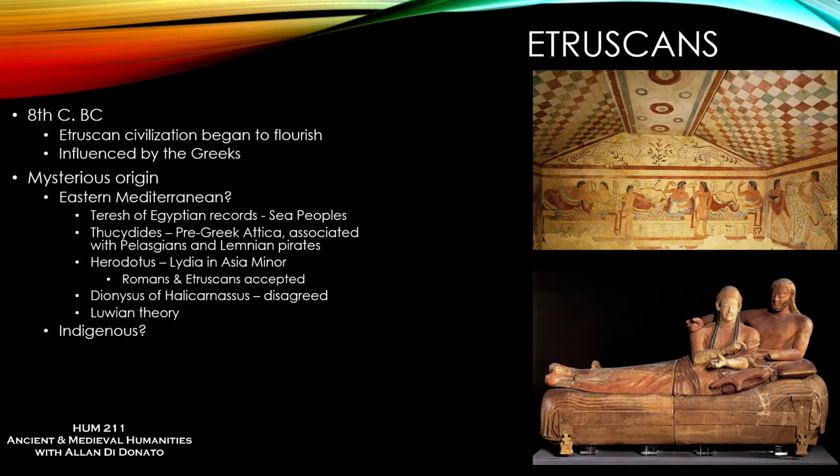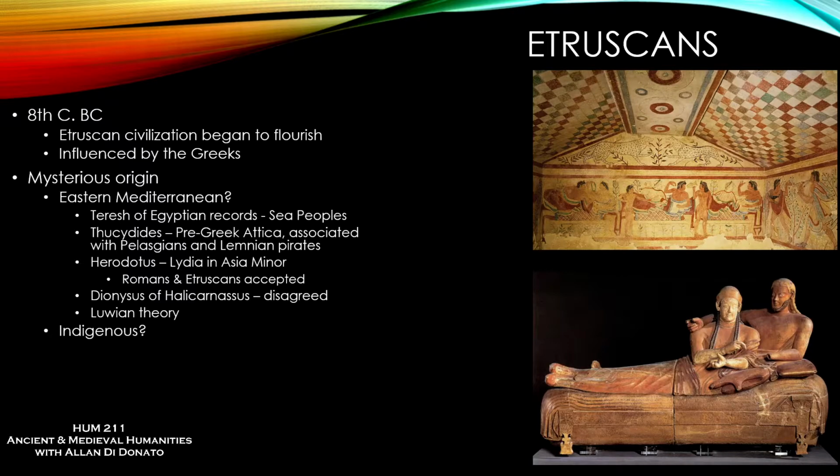Herodotus, the father of history, actually says that the Etruscans were from Lydia in Asia Minor. And that was a view that the Romans and the Etruscans themselves basically accepted. Of course, that wasn't the picture that everybody accepted. And the historian Dionysius of Halicarnassus, great Greek historian of the 1st century BC, completely disagreed because he didn't see any similarity between Etruscan culture and what we know of Lydian culture. He rather believed that they were potentially indigenous to Italy.